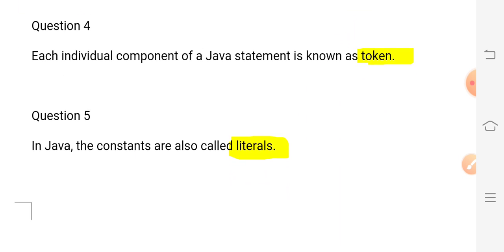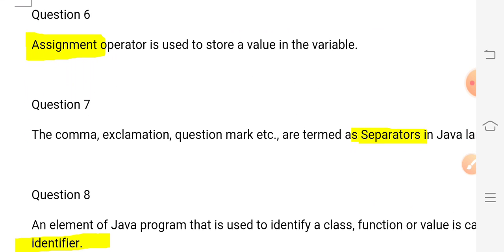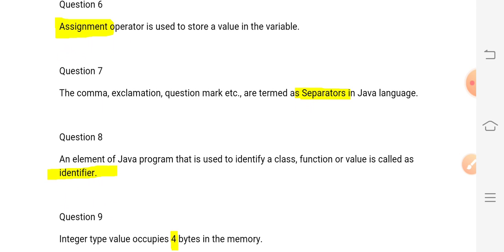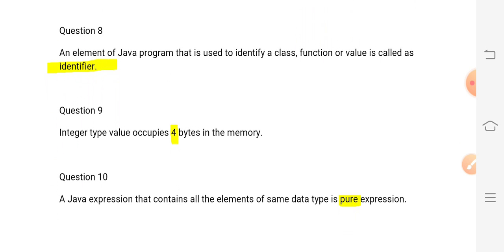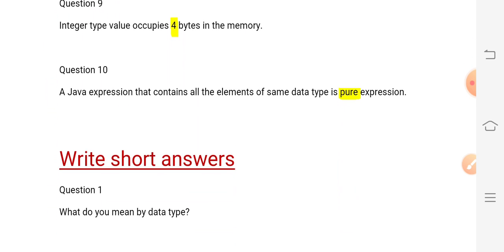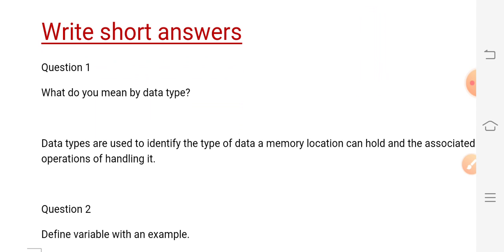Next one, answer token. Question number 5, literals. Write the answer directly, I am telling you. Question 6, assignment. 7th question, separators. 8th, identifier. Answer 9th, 4, and 10th, pure. After that, short answers.